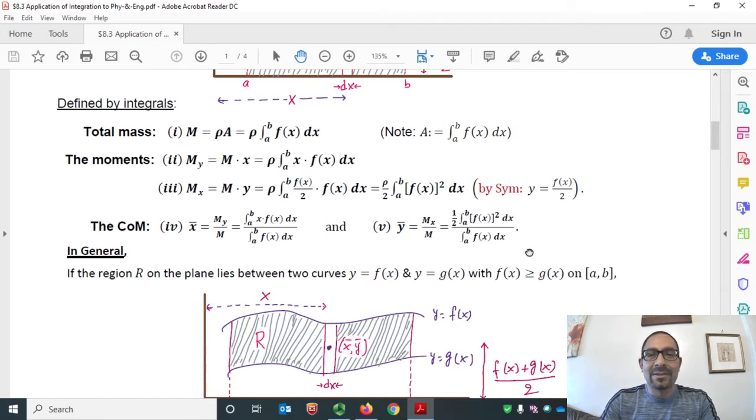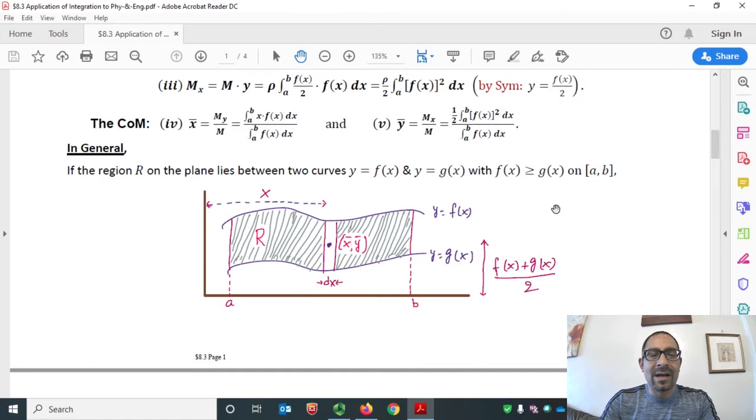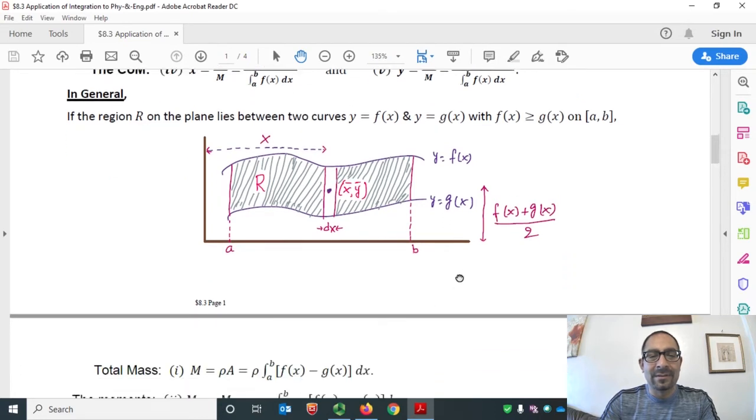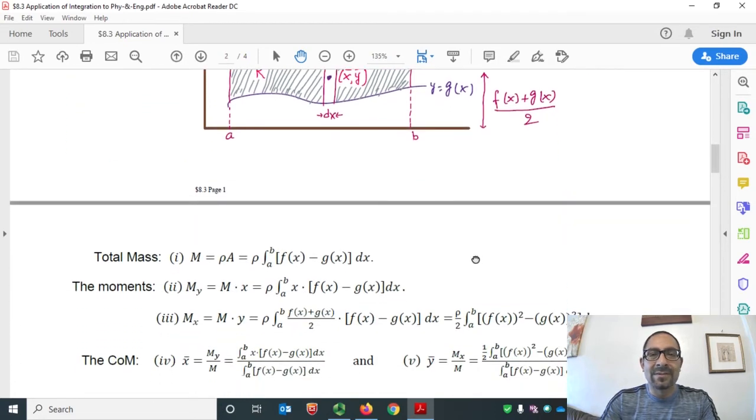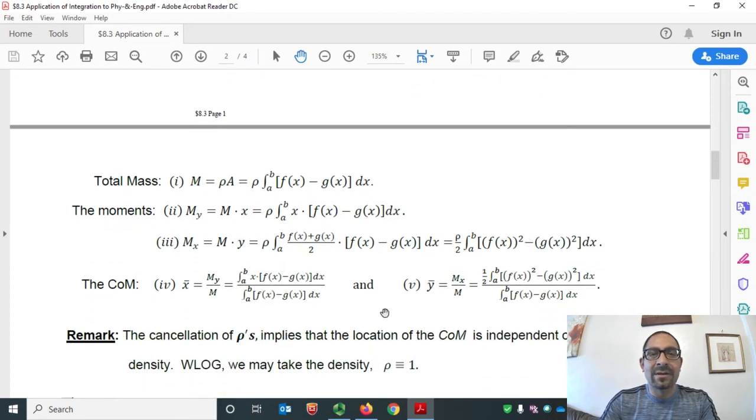Great. So in general, if the region R on the plane lies between two curves, y equals f(x) and y equals g(x), where f(x) is greater than or equal to g(x) on the interval [a, b], then our respective formulas above become as given here. So total mass, keep in mind that we have to take care of the difference of the functions here. So total moments and center of mass. I think it is given here, so it may be better for me not to read this one.